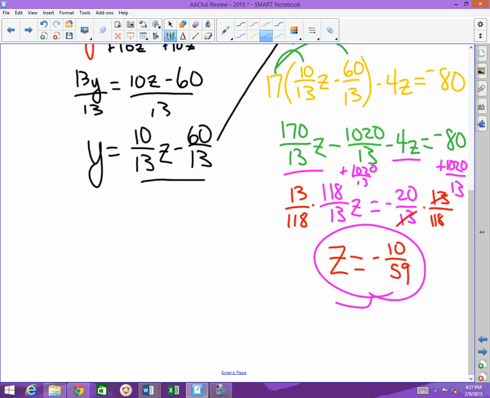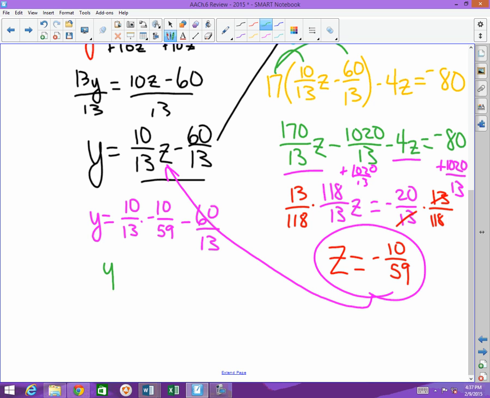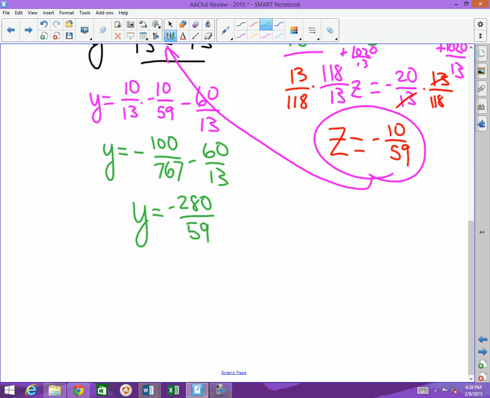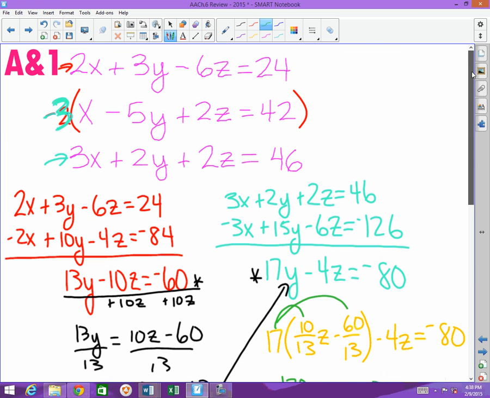Substitute that now into this equation for z, and you have y equals 10/13 times a negative 10 over 59 minus 60 over 13. It's getting to be some work. So now we have a negative 100 over 767 minus 60 over 13. And so then if we have a negative 100 over 767 minus 60 over 13, we will get y equal to a negative 280 over 59. Hey, we're getting closer. Now we have to solve for x. And the equation that I want to use to solve for x is going to be this middle one.